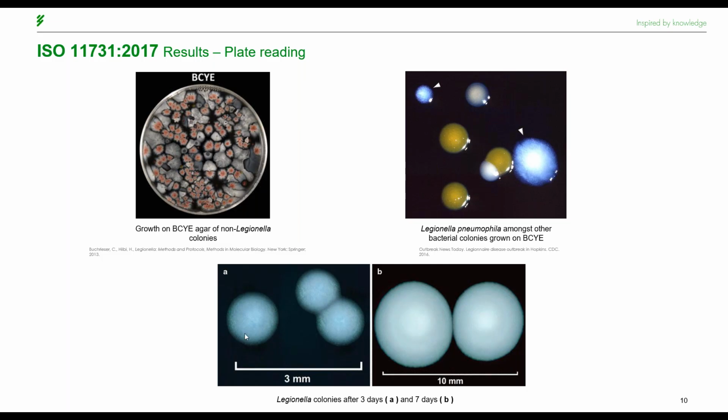In this last image at the bottom, we can appreciate Legionella colonies after 3 days and 7 days of incubation. The younger colonies have a characteristic cut glass appearance and iridescence that disappears after a long incubation, as you can see here. The texture is not the same; it is lost.